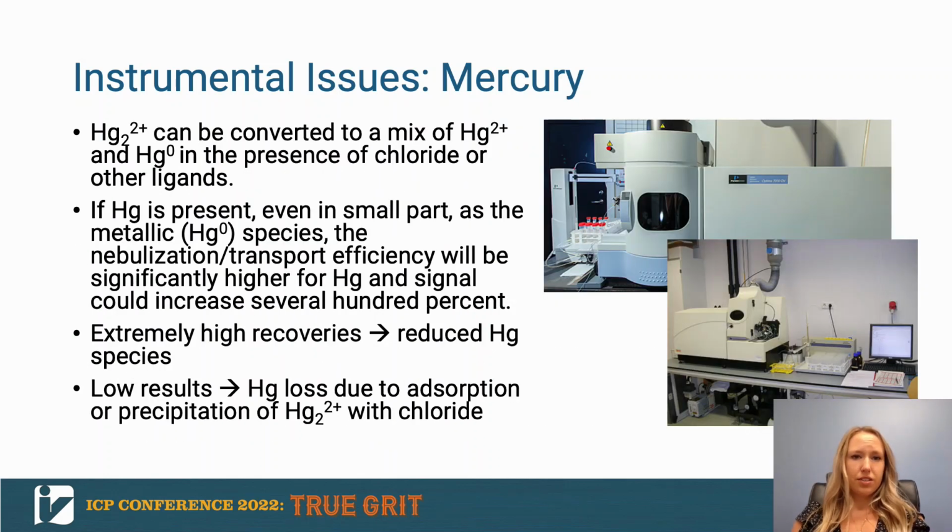Under reducing conditions, mercury can form the dimer, mercury 2 2+. The dimer can then disproportionate into mercury 2+ and metallic mercury when introduced to chloride or other ligands in solution. This can cause major issues as the metallic form of mercury is volatile and will therefore have a much higher transport efficiency, causing extremely high results. If you're seeing mercury recoveries of several 100%, chances are you have reduced mercury species in your sample.